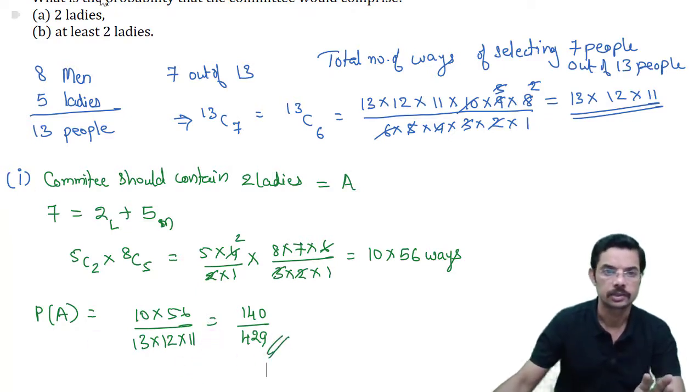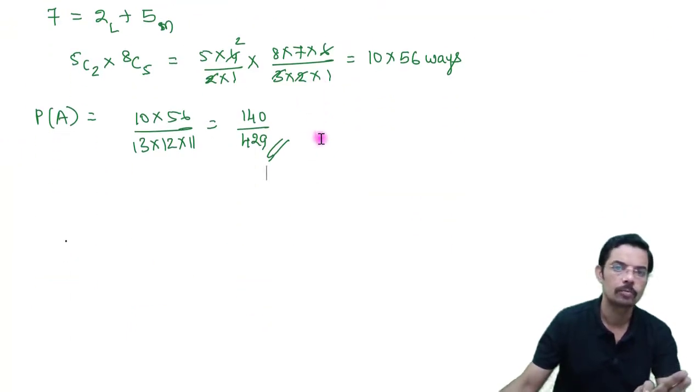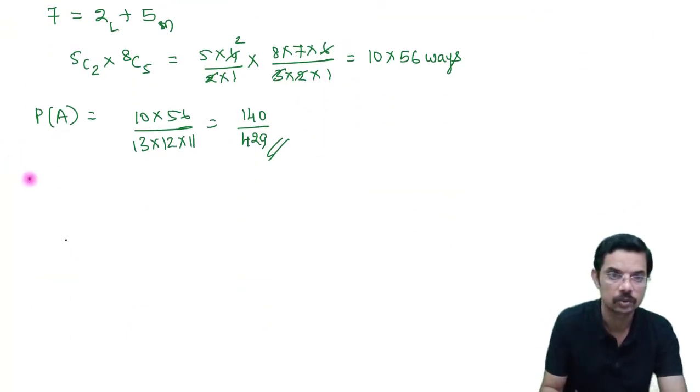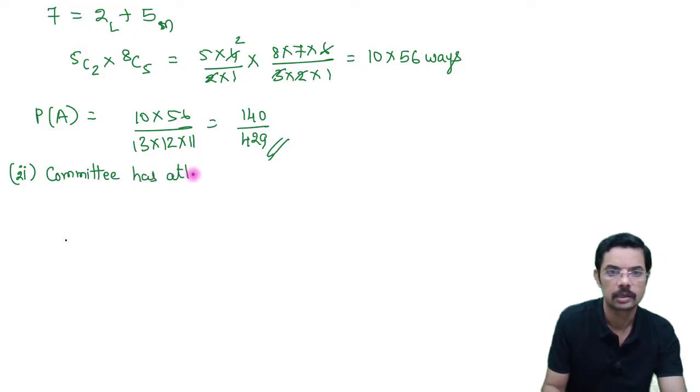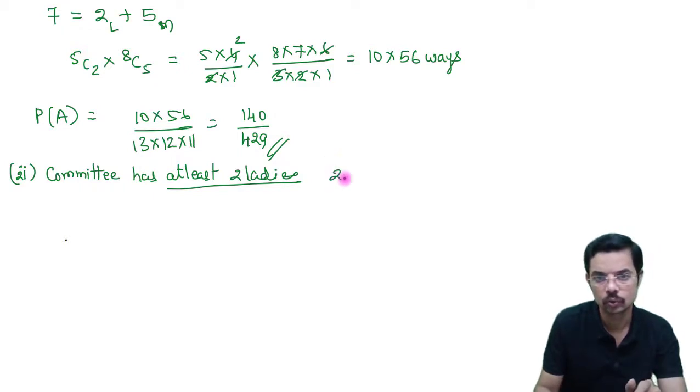The next question is B: at least 2 ladies, that is, the committee should contain 2 or more than 2 ladies. So the second question is that the committee has at least 2 ladies. See, it is at least 2, so it is 2 or more.